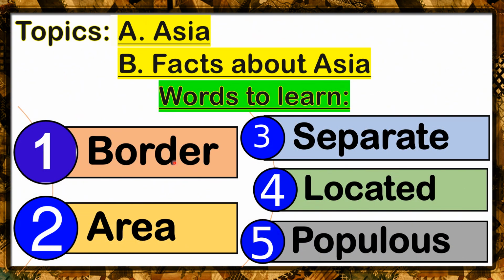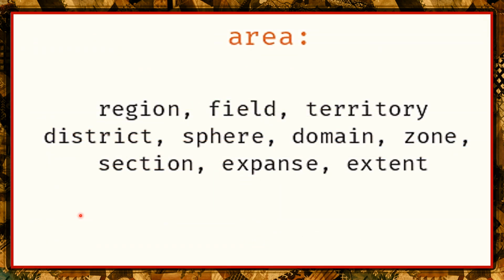Now, the second word is area. What do you mean by area? It means region, field, territory, district, sphere, domain, zone, section, expanse, extent. So when you say area, class, it is the region or the zone or the section of a particular place.